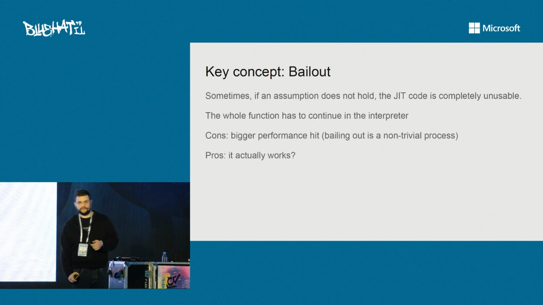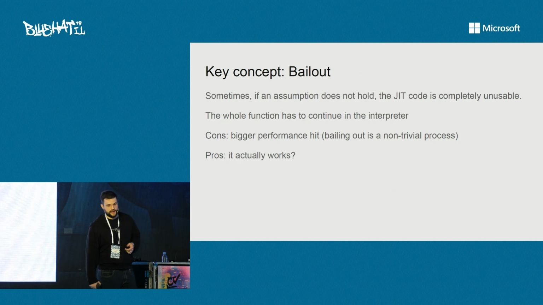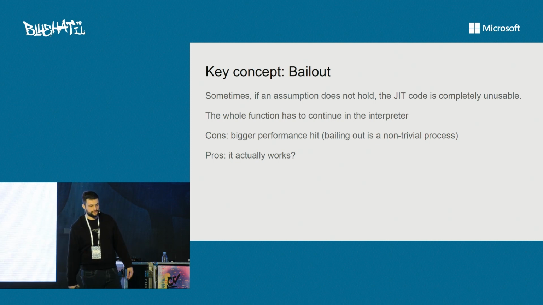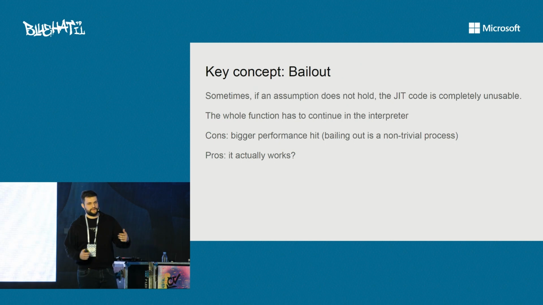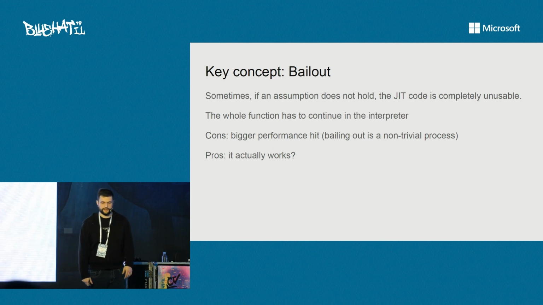The second key concept is called bailout. Sometimes if your assumption does not hold, the slow path is not going to cut it because your code is complete garbage. So for example, for my function getX, an object is a pointer. What if I give it an integer? Well, integers are tagged. It's never going to be a valid pointer. So if we don't bail out, we'll most likely end up crashing at some point in the JIT code. So you don't want that.